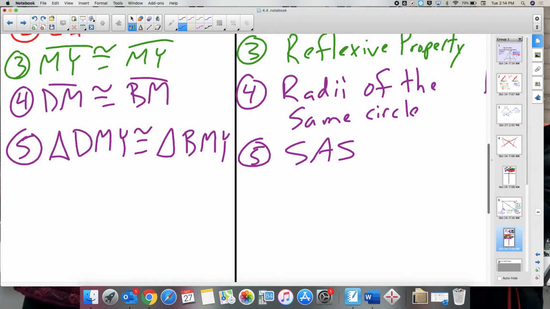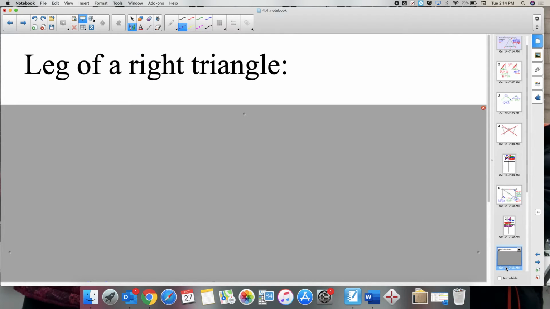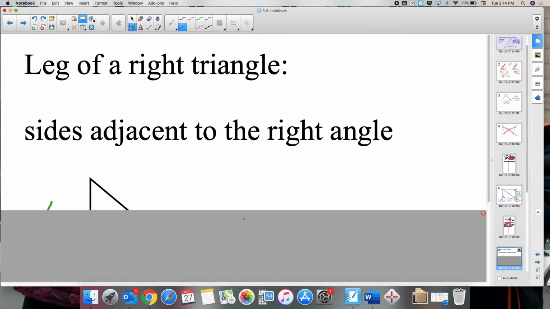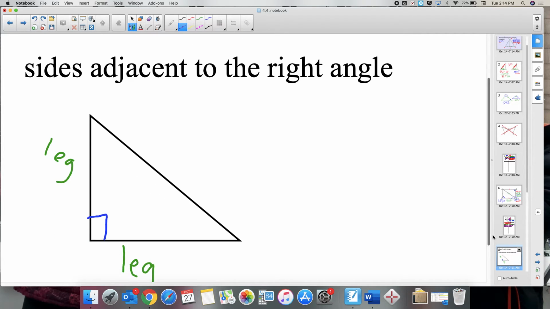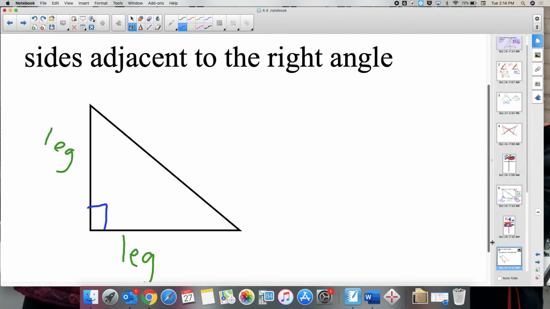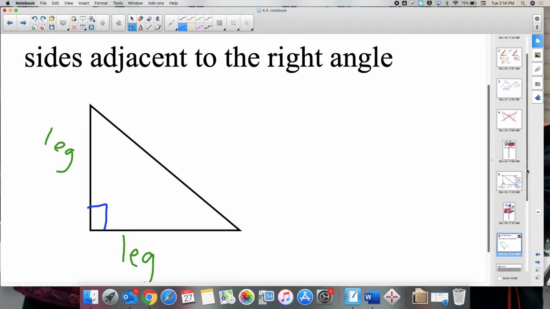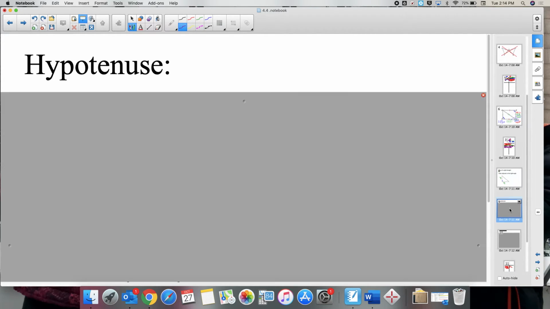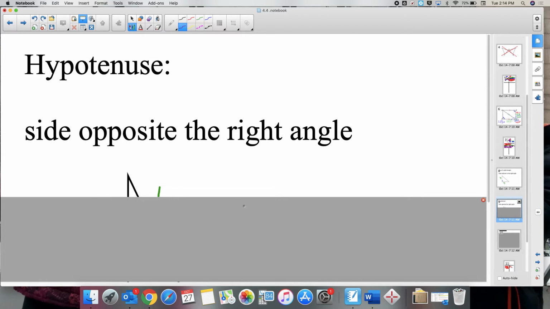Which is going to bring us to our third shortcut. Third shortcut is going to be known as hypotenuse leg. Right? Hypotenuse leg is going to be in a right triangle. The legs of a right triangle are the sides that are adjacent to the right angle. So they're the two sides that make up your right angle. Hopefully by now we know what a hypotenuse is. Your hypotenuse is the side that is opposite the right angle.